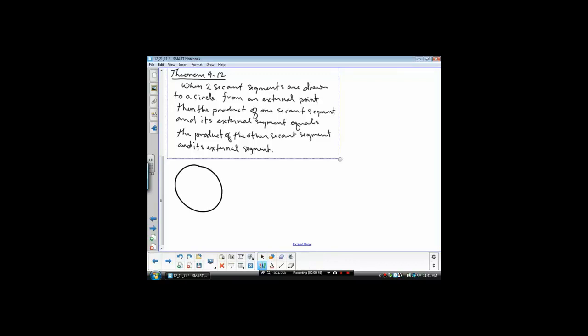So if we have two secants drawn to a circle from a point, first off, the secant is considered to be the length from the point to where that secant goes through the circle to the other side. Between those two points is the length of the secant. So we're going to call that length S, and to show that we're talking about that length, we'll do that type of thing. Okay, S.